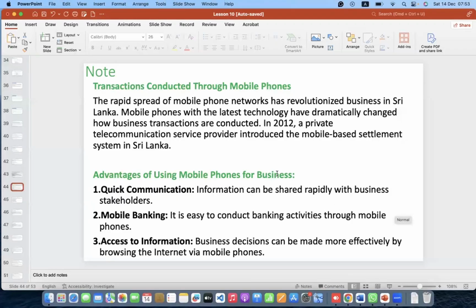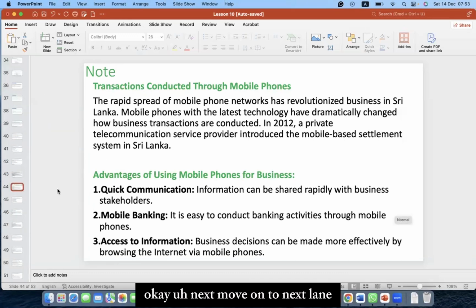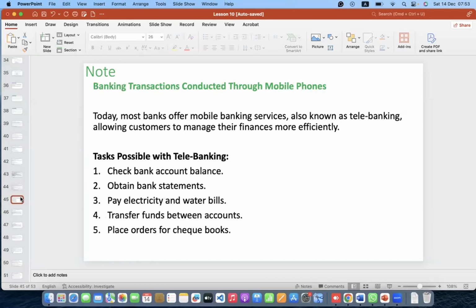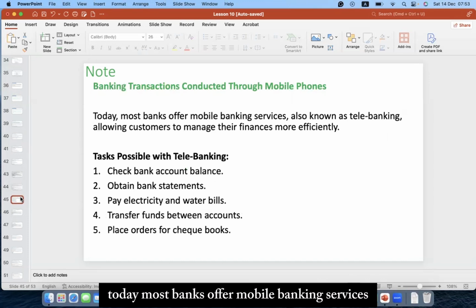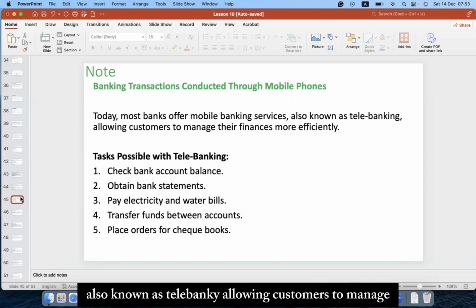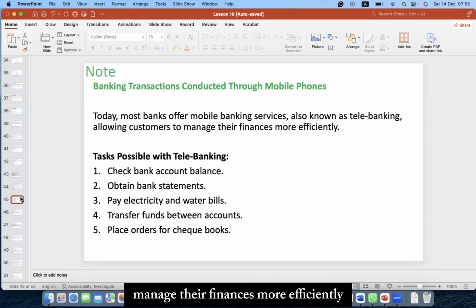Okay, next move on to the next slide. Banking transactions conducted through mobile phones. Today, most banks offer mobile banking services, also known as telebanking, allowing customers to manage their finances more efficiently.